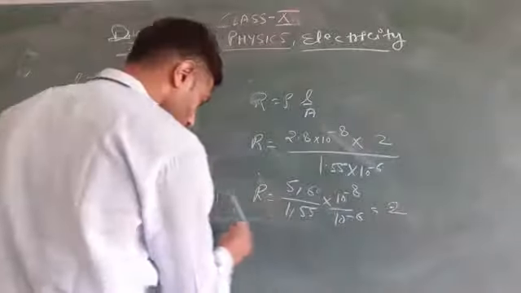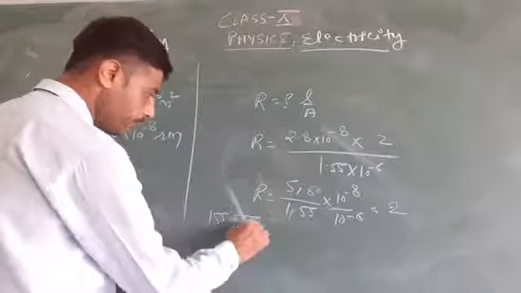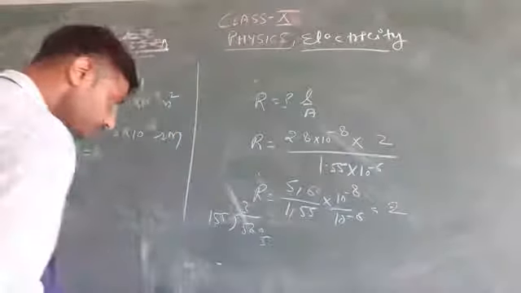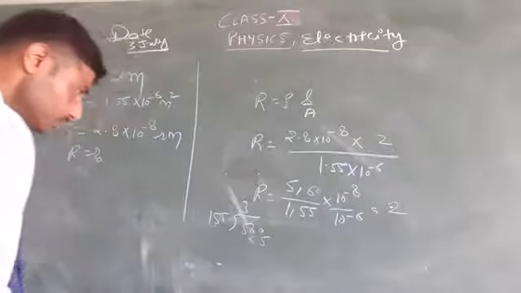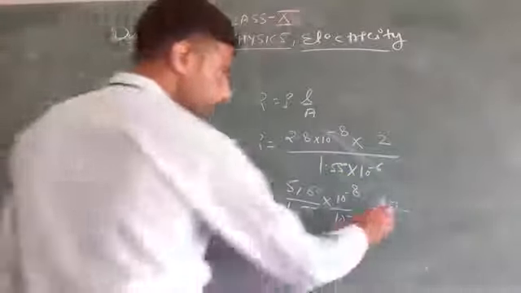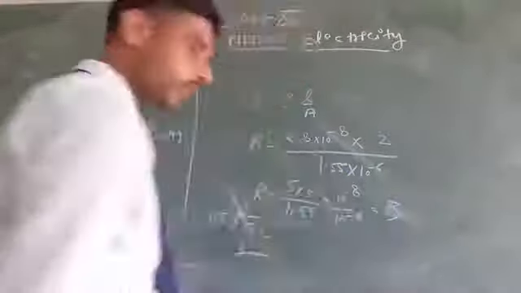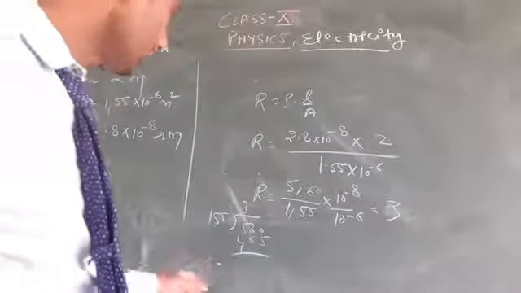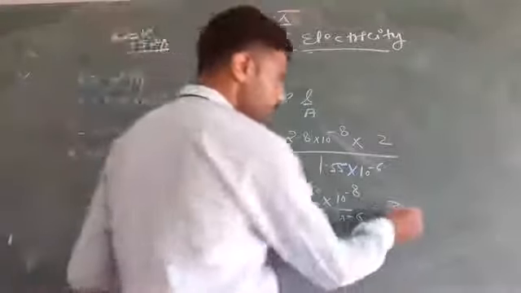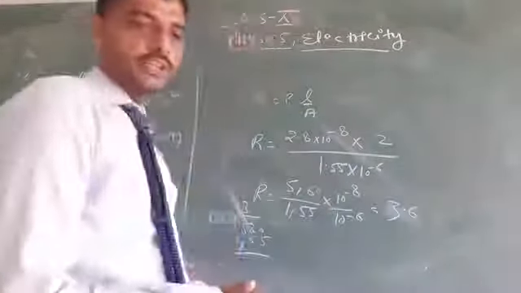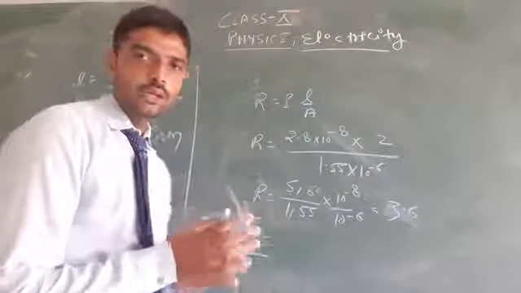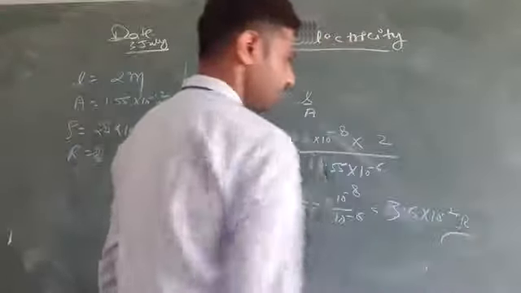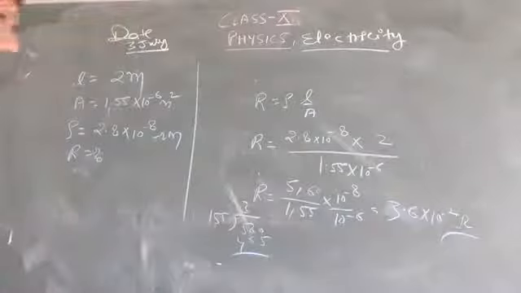So it is equal to maybe 3 will come. 15, 16, 4. So it means 3 will come. Now we have to move the point, then 0. So 3.6, 3.6 into 10 to the power minus 2 ohm. So this is the value of resistance.